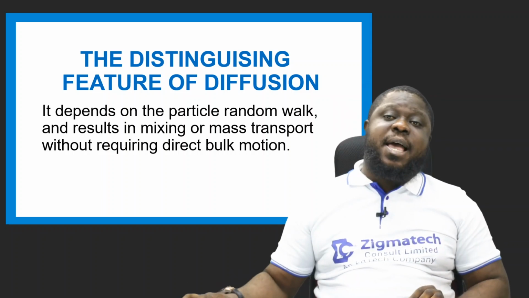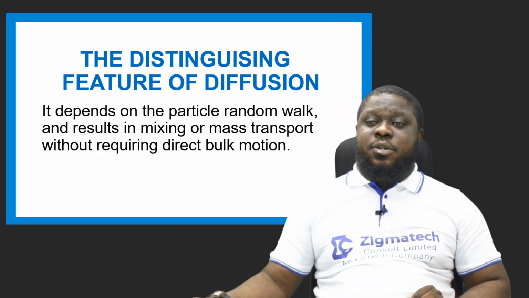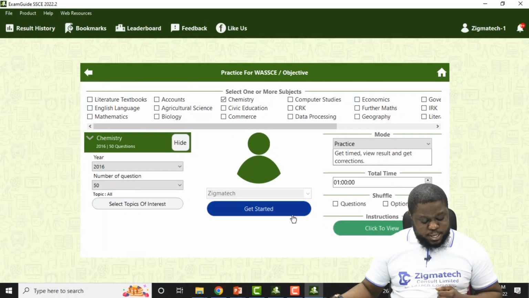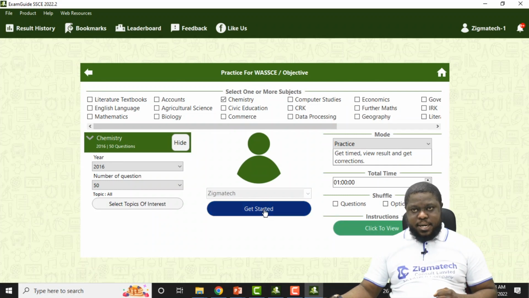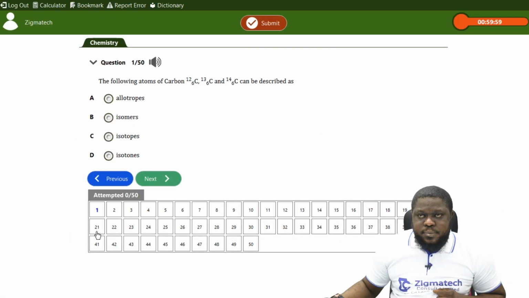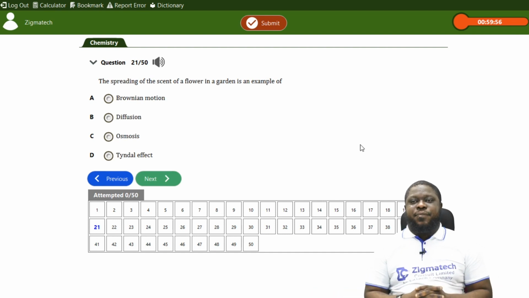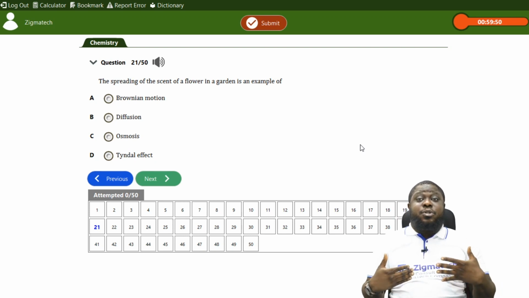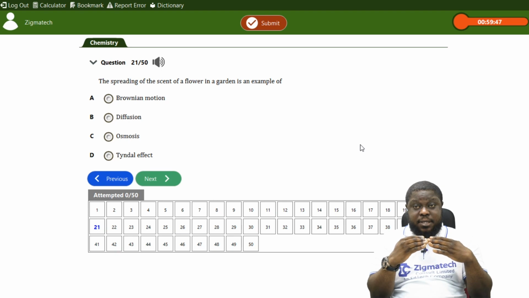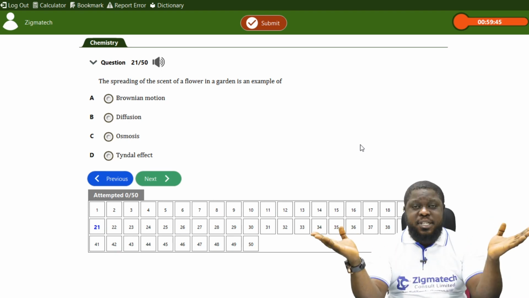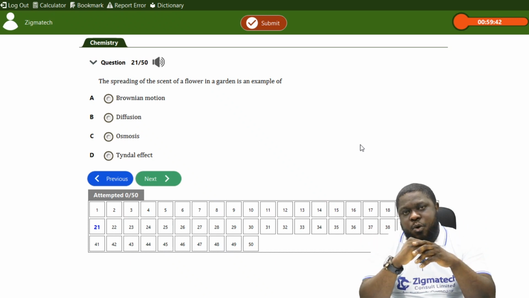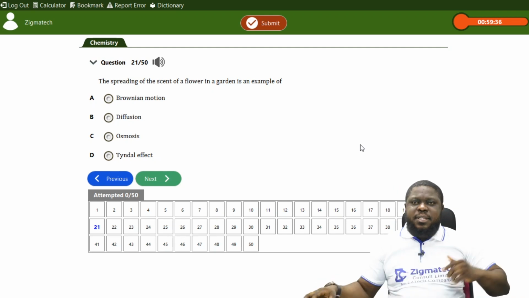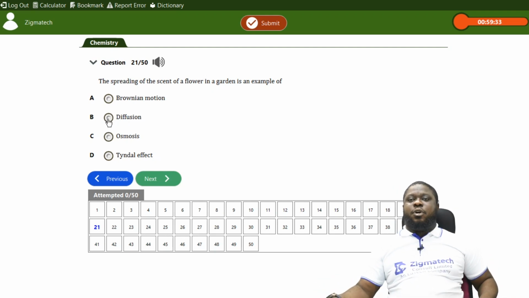But before then, we use our exam guide to quantify what we have learned. Go to 2016, question 21. It says the spreading of the scent of a flower in a garden is an example of what? When scent comes out, the aroma comes out strong, at a high rate. When the molecules are exposed to the atmosphere, the scent becomes low. In essence, they change from a high concentration to a low concentration, and that is called diffusion. The first option, Brownian motion, is no. The second one is diffusion. That is the answer.